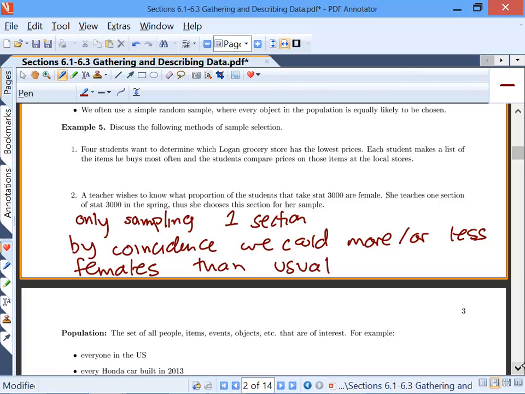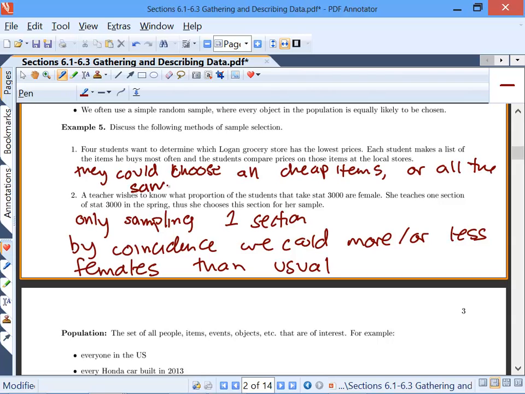I guess I should write something on number 1. Something like, they could choose all cheap items, or all the same items, etc.